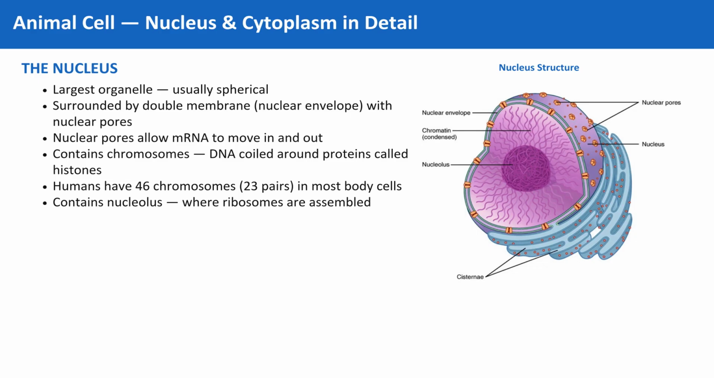Inside the nucleus, the DNA is wrapped tightly around proteins called histones and forms the chromosomes. In most human body cells, we have 46 chromosomes organized in 23 pairs. There is also a small dense region inside the nucleus called the nucleolus. This is where ribosomes are made. The nucleus is essentially the control center of the cell.